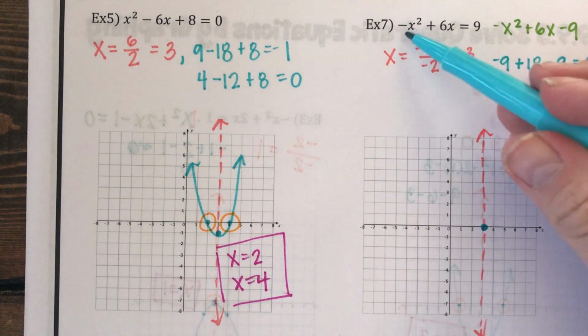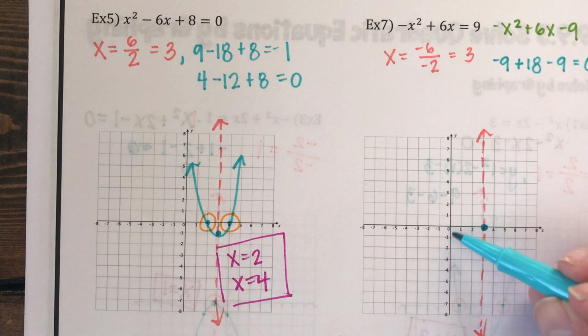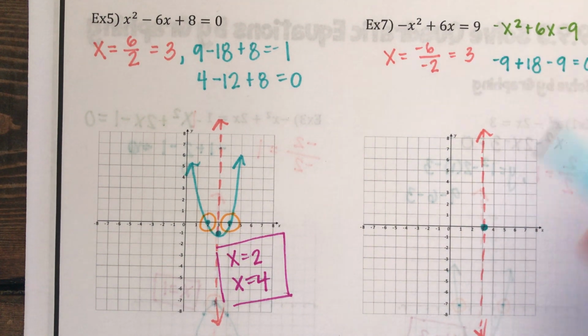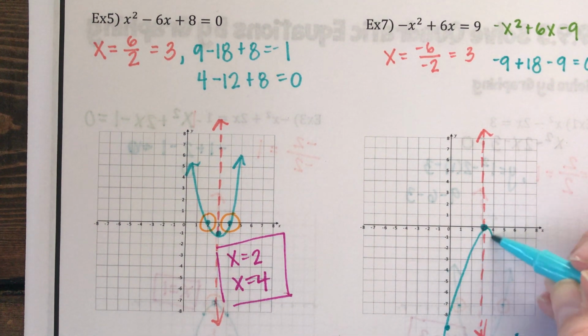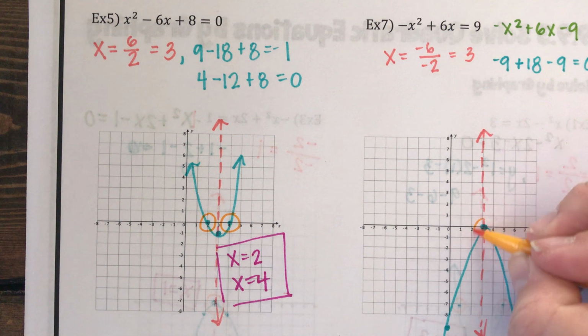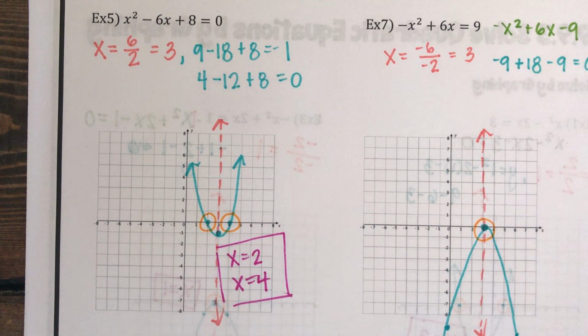So what do we know? This is going to open down, right? Let's say I put a 0 in here. 0 plus 6 minus 9 is going to be negative 9. So my parabola is going to look something like this. And so I have one solution, and it's x equals 3.